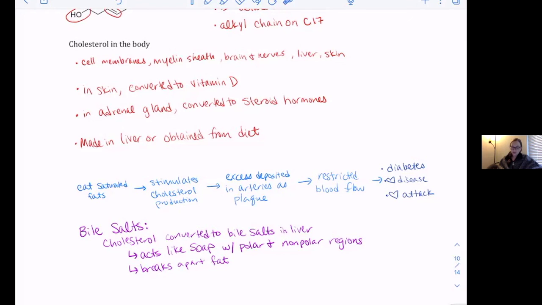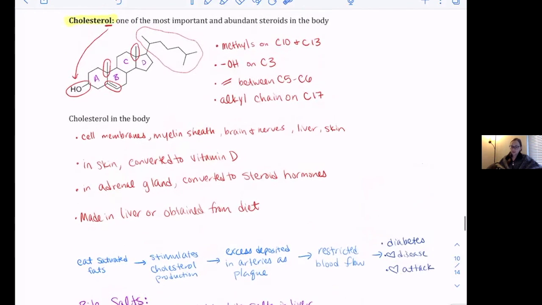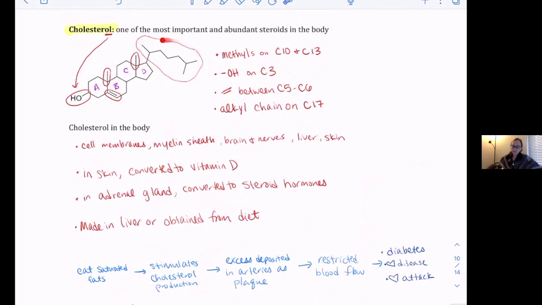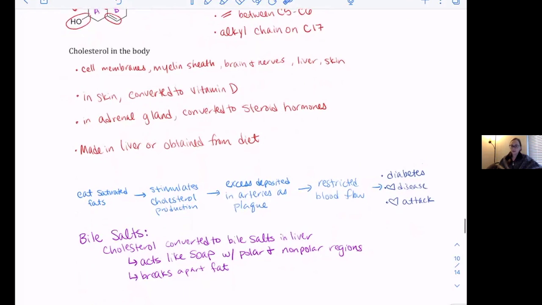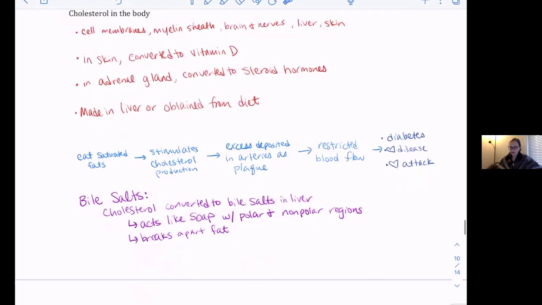Additionally, cholesterol can be converted into something called bile salt. In your liver, your body will take the cholesterol that you have and add a different chain. This bottom part is pretty much the same, but the chain up here changes to make it a more polar chain. We add on an amino alcohol onto there.